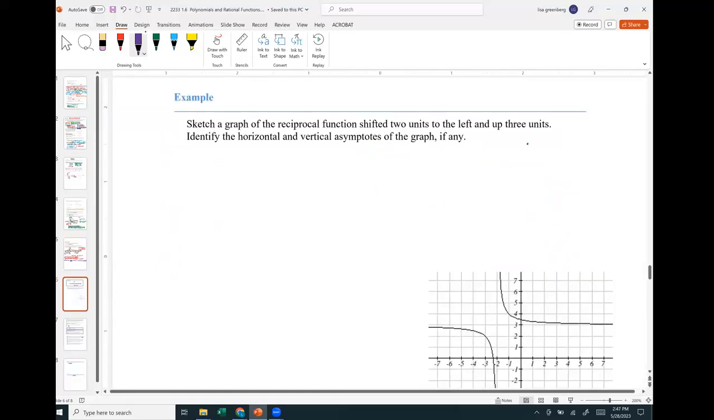Sketch a graph of the reciprocal function. The reciprocal function is f of x equals 1 over x. And we're going to shift 2 units left, so 2 to the left. That means we're shifting horizontally, and up 3, so up 3, which makes this vertical.